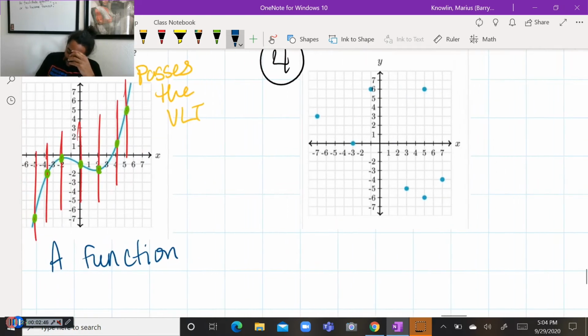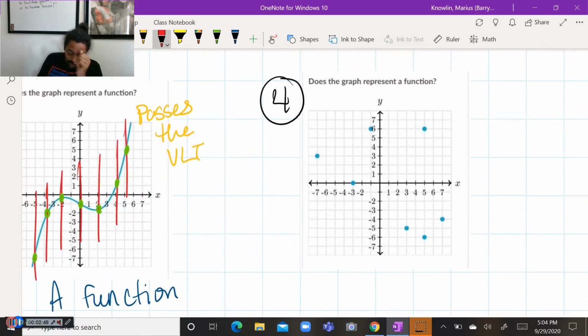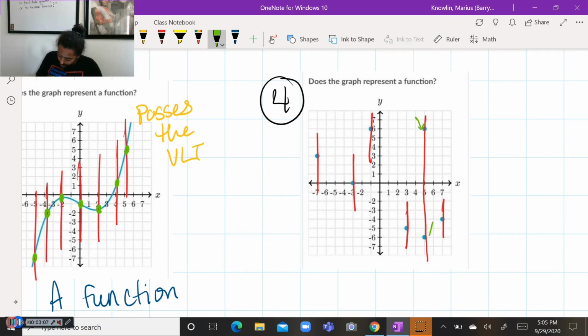Now let's take a look at number 4. Once again, we have isolated points, so we draw a line through each isolated point. Boom, boom. Now this one, I'm gonna go all the way down. Now this line in particular, this last one right here, it touches it at 2 different places. It has 2 points on that one line.